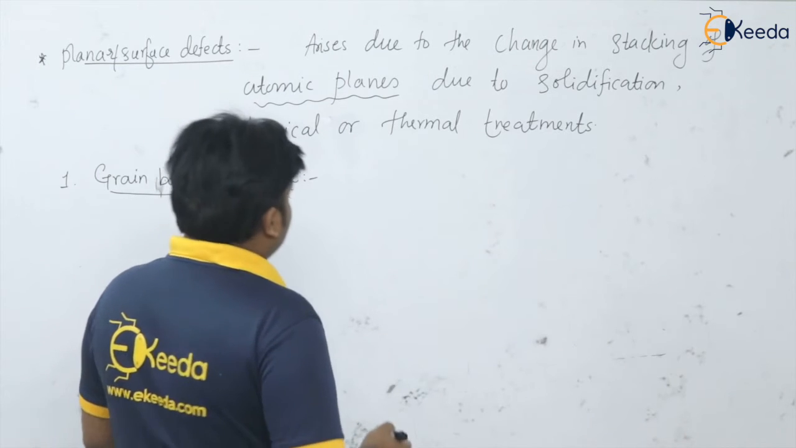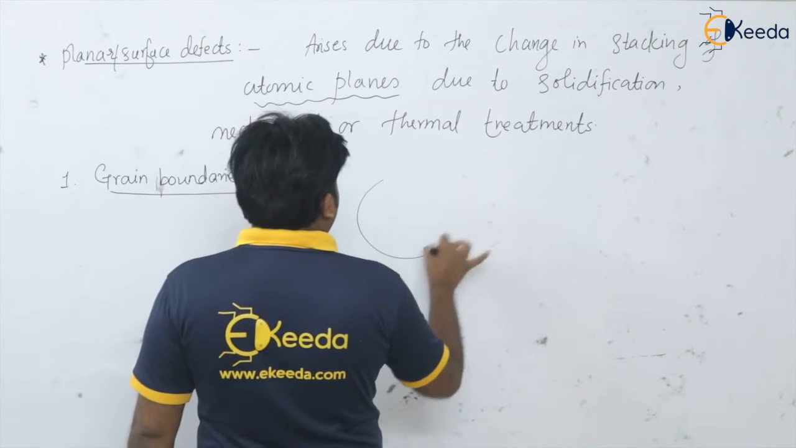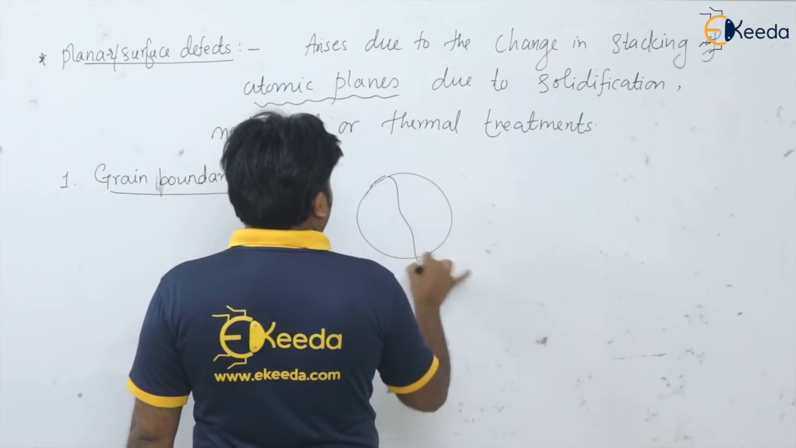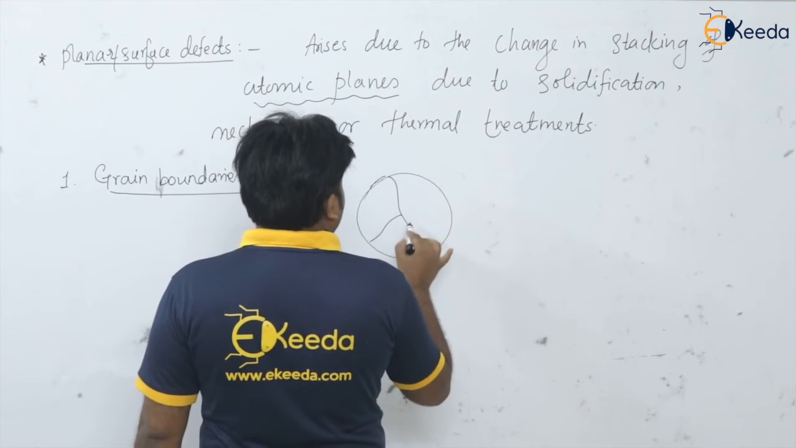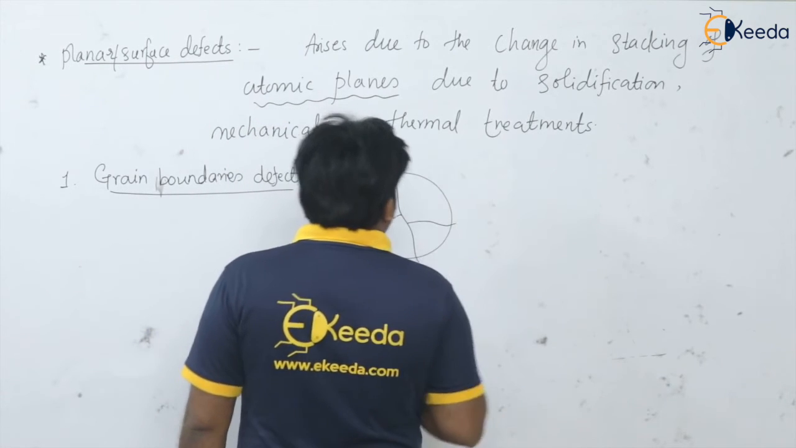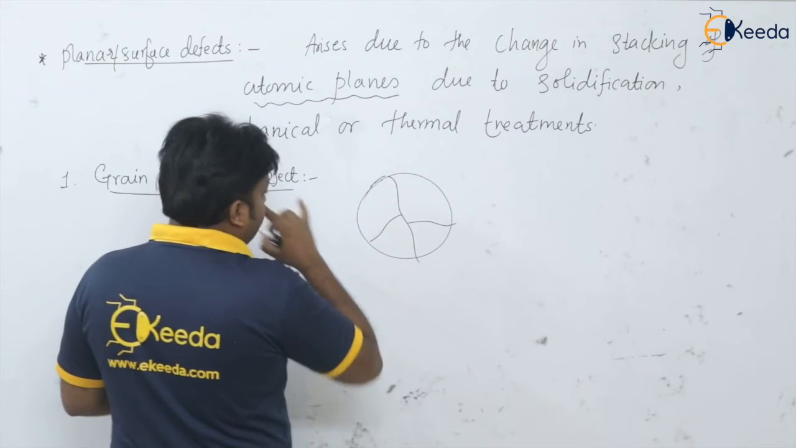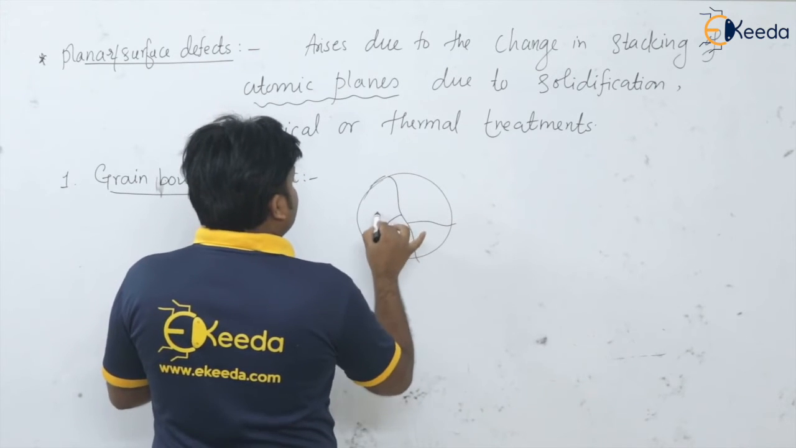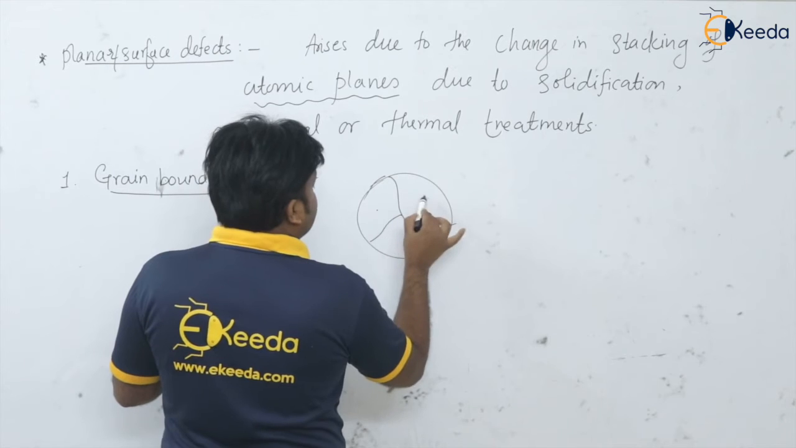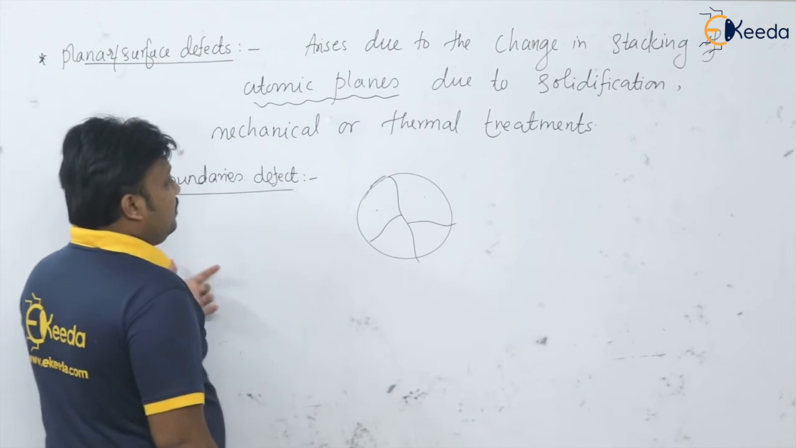So for example, suppose in the microstructure I am seeing, of course, the big grains I am selecting here. If you select this one and this is the second grain, so the grain boundaries are what?